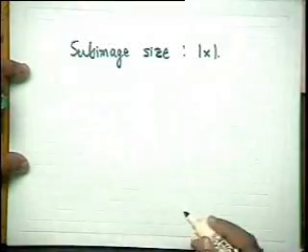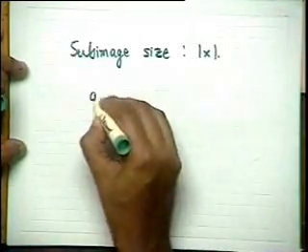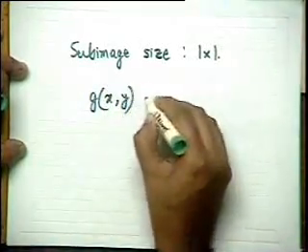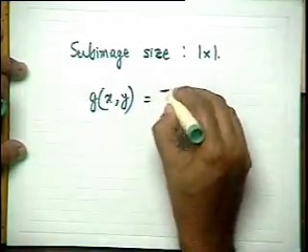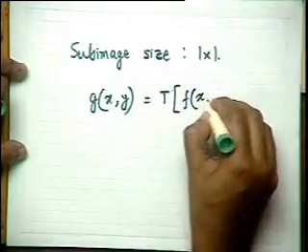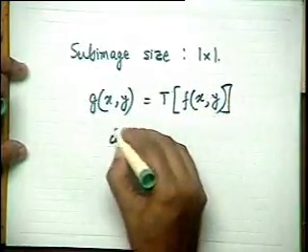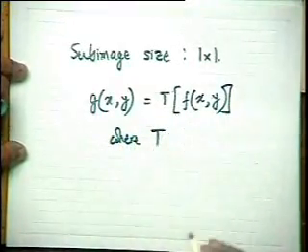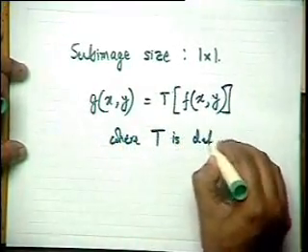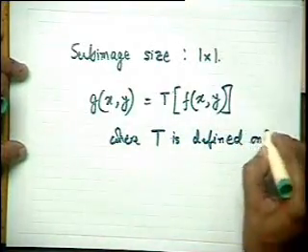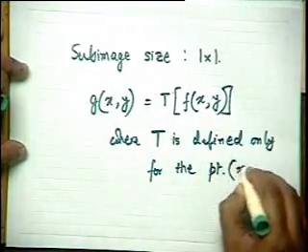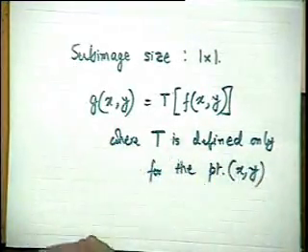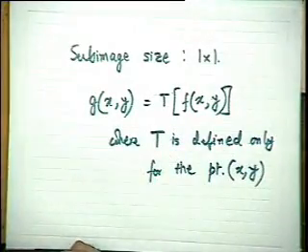So when the subimage size is 1 by 1, the simplest subimage that I am taking, then g of xy is going to be a function of f of xy, where the function T is defined only for the point xy. The function T is not defined for points other than xy.